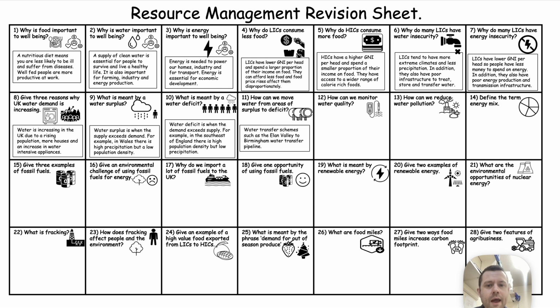How can we monitor water quality? We can monitor the quality of water using water quality meters. You put the meter into the water and it will test for things like chemical contamination and things like acidity. However, this is challenging because we have so many freshwater rivers in the UK.